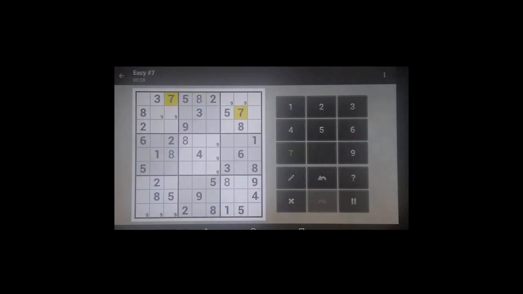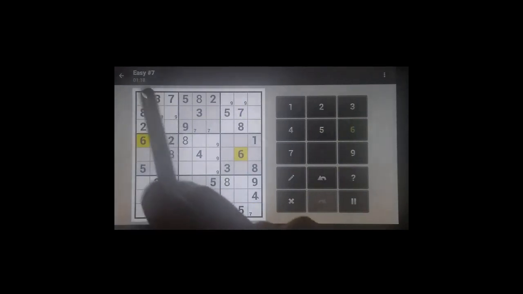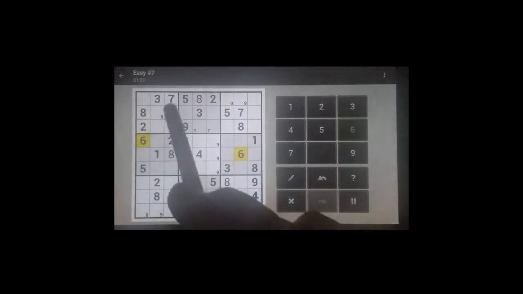All right, these 7s, we know that this has to be in the bottom, and we know that that can't be here, so it's got to be there or there. Not a whole lot more than that. Let's look at the 6s. Well, this is something. So this block's here, so we know that the 6 has to be in here.